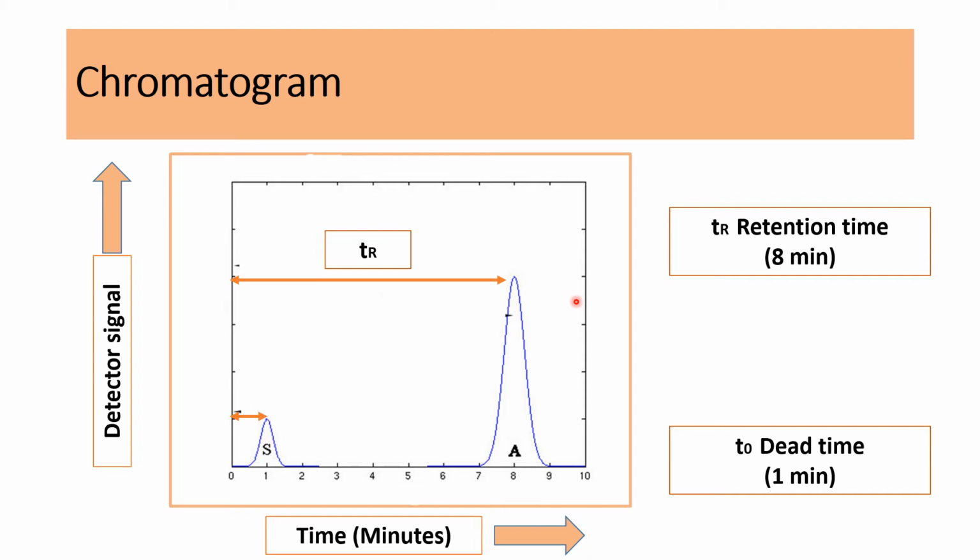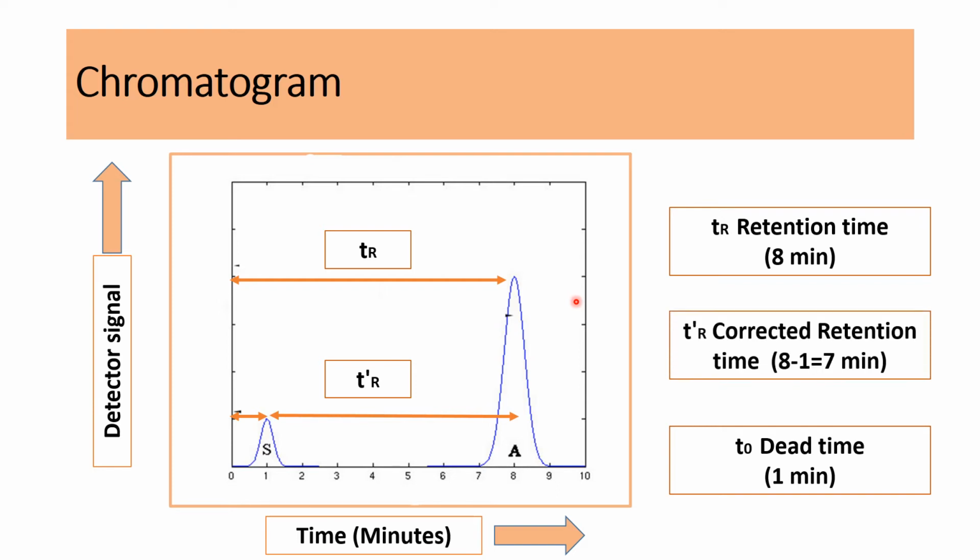This is called the dead time. In simple words, it is the time taken by the mobile phase to travel from its point of injection to the end of the column, and every substance which is separated on the column will spend this time in the mobile phase. So if I have to find out the exact time taken by my sample to reach the detector, it is given by the term corrected retention time. So 8 minutes was the time taken by the sample.